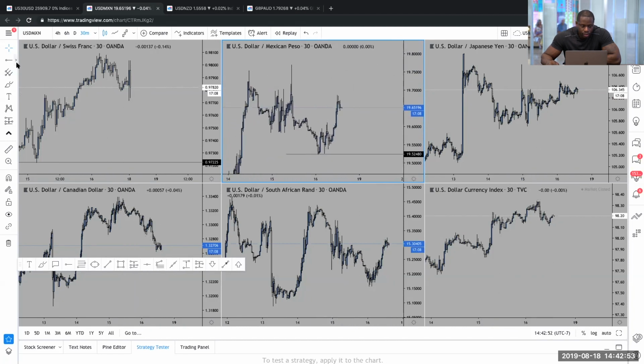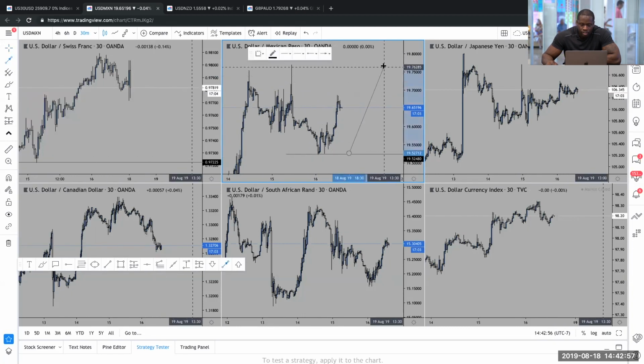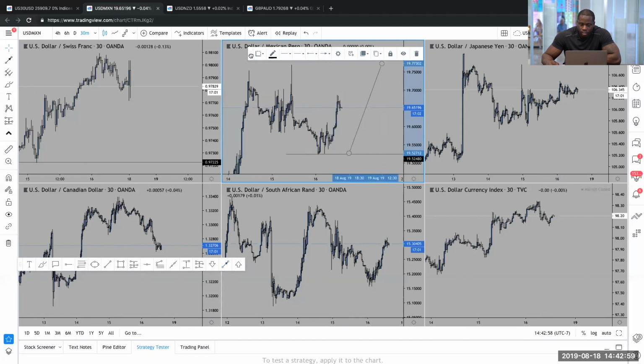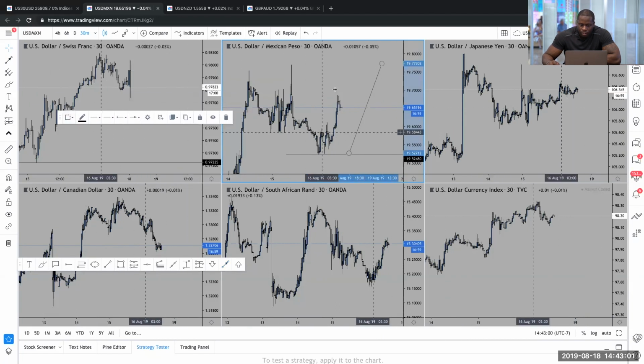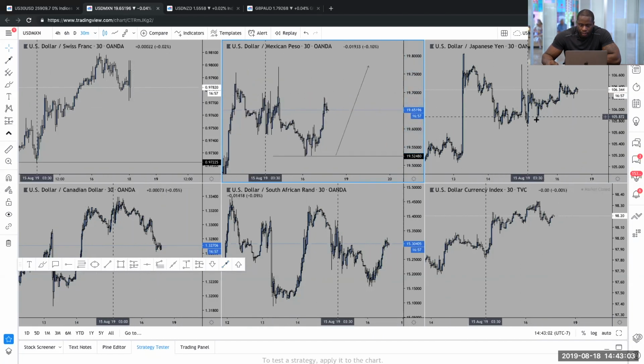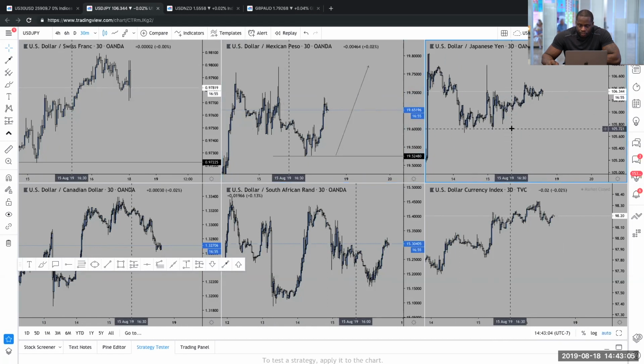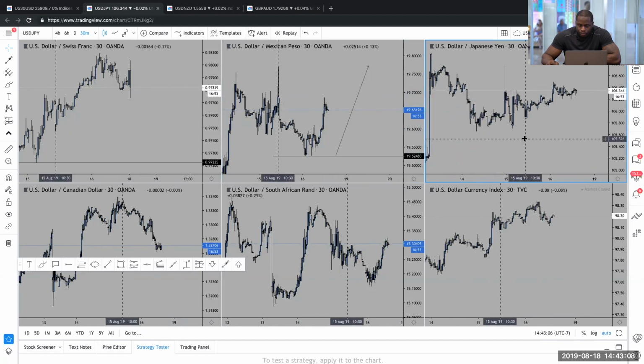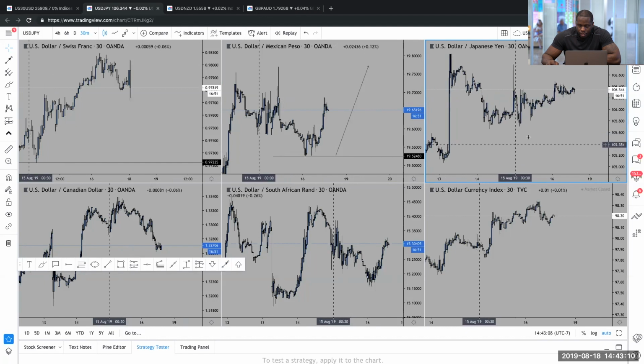So this is a completely uptrend market. We said in our previous setup on the index that the US dollar is strong. So we're going to see Peso going up. Seeing UJ now, right?